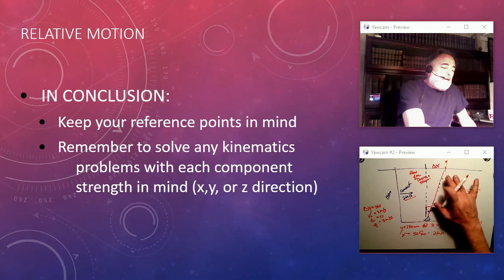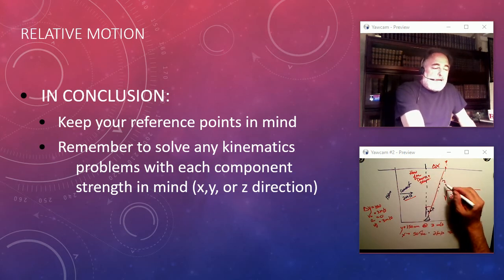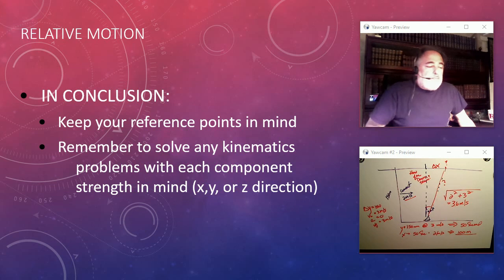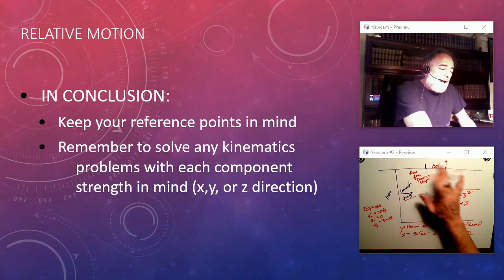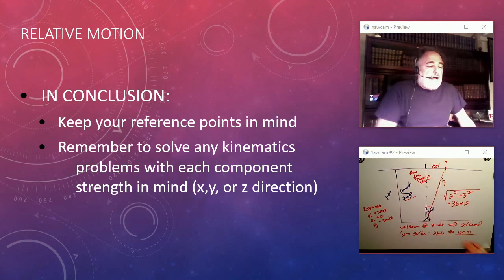I can break each of these into its constituent components if I'm given the hypotenuse, and figure out how much is the strength of the current and how much is the strength of the boat. So there you have it, relative motion, all dealing with reference points. Depending on where you are, you're going to get a different point of view as far as how far or how fast something is going.